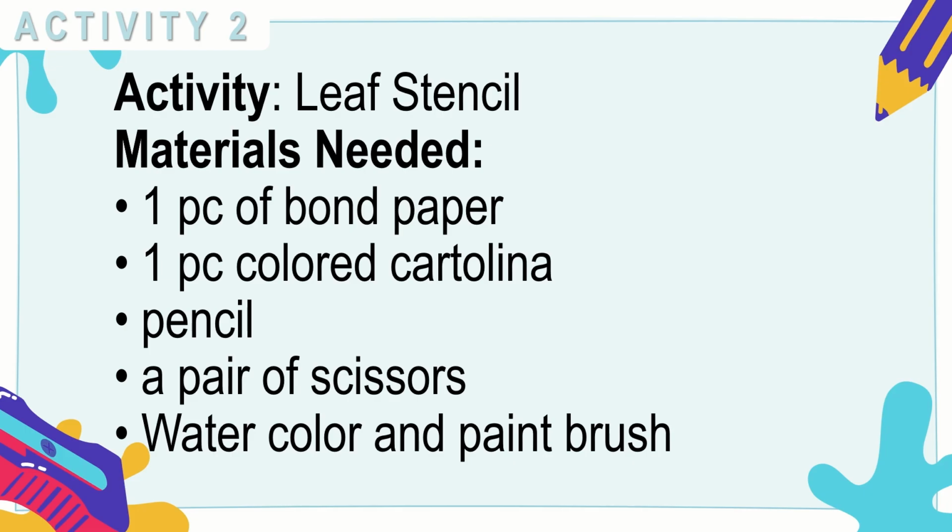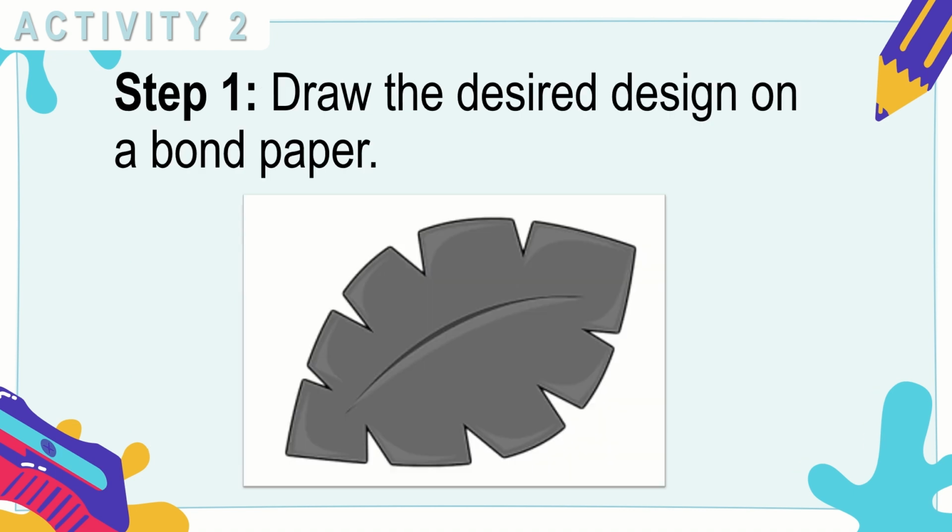Children, we will have our activity number 2. Our activity is leaf stencil. Materials needed: 1 piece of bond paper, 1 piece colored cartolina, pencil, a pair of scissors, watercolor, and paintbrush.